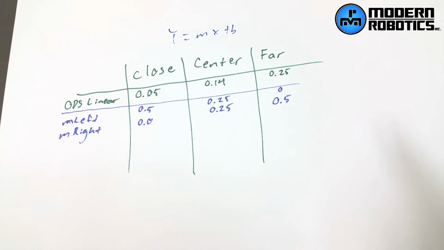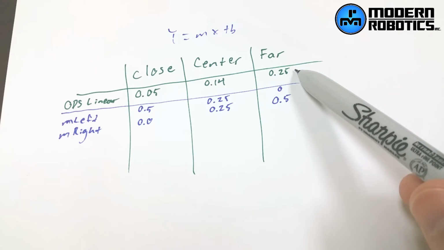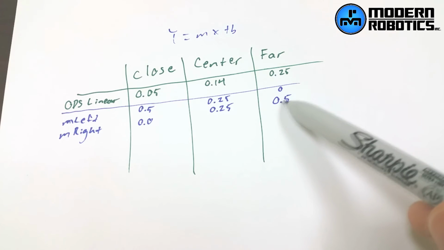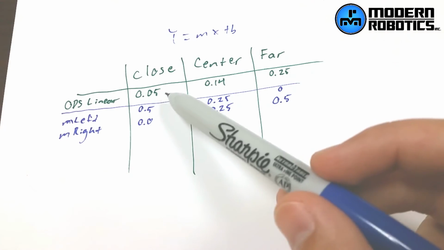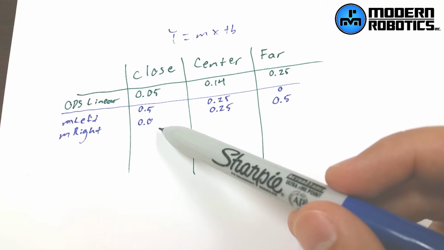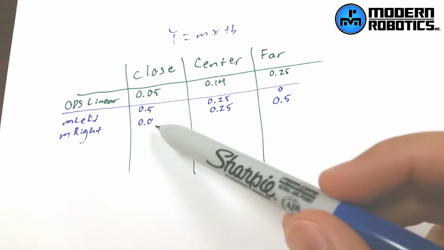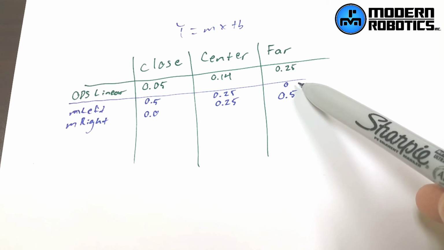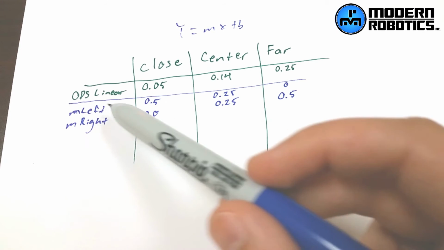Now it turns out that if we multiply the ODS linear reading by 2, we get the right power we want to use. 0.25 times 2 is 0.5. We're going to round this to 0. Times 2 is still 0. If we then take 0.5 minus that value, so 0.5 minus 0 is 0.5, or 0.5 minus 0.5 is 0, that gives us M left.